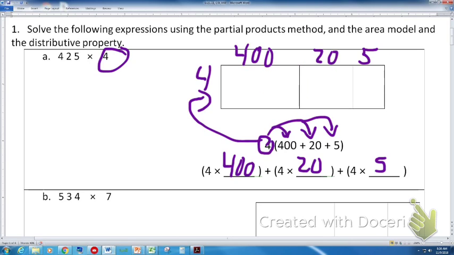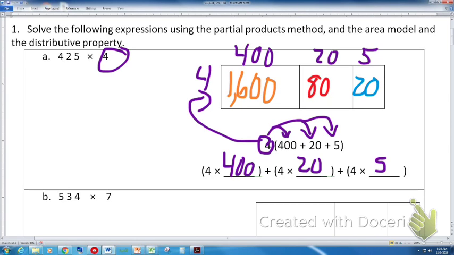The first one we're going to find is 400 times 4. Well, 4 times 4 is 16, and then we have a times 100. We can break 400 into 4 times 100. So 4 times 4 is 16, and 16 times 100 is 1,600. Then 20 times 4, or 2 times 10 times 4: 4 times 2 is 8, times 10 is 80. And then our last one is 5 times 4, which is 20.